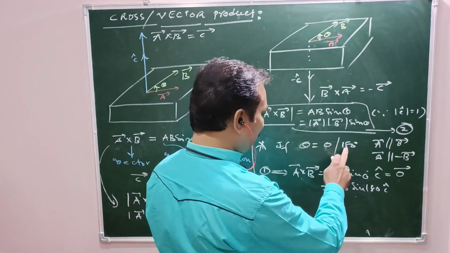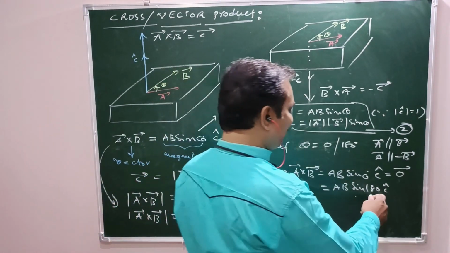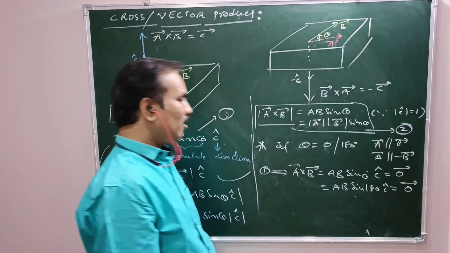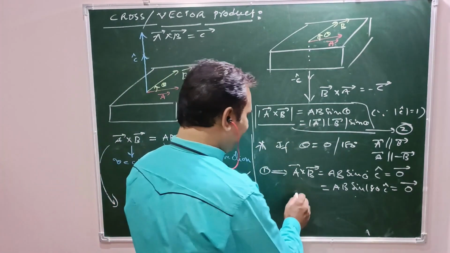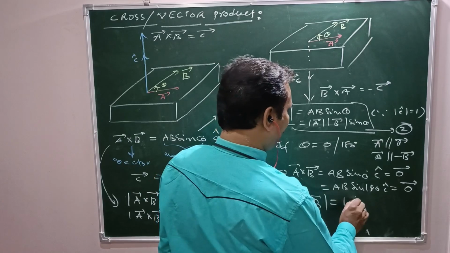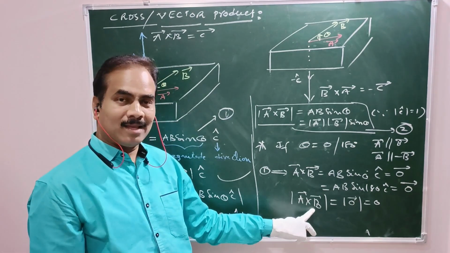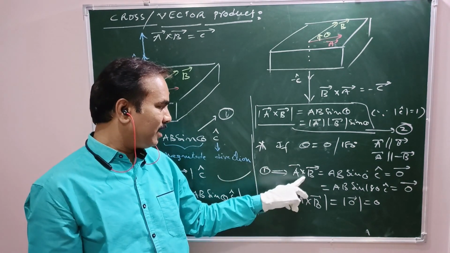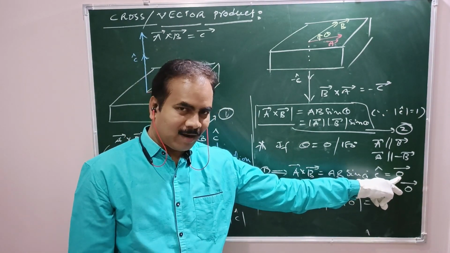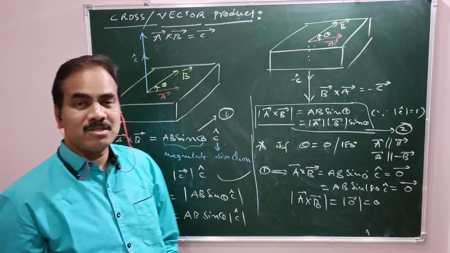Coming to 180 degrees, AB sin 180 into C cap. Sin 180 is also 0, so 0 into something is 0, but in vector notation it is 0 bar. If it is magnitude, for example mod A bar cross B bar, that is mod 0 bar, that is 0, not 0 bar, because this is scalar form, meaning magnitude. In vector form, we should express it as 0 bar, not 0. Here mod A bar cross B bar is 0.